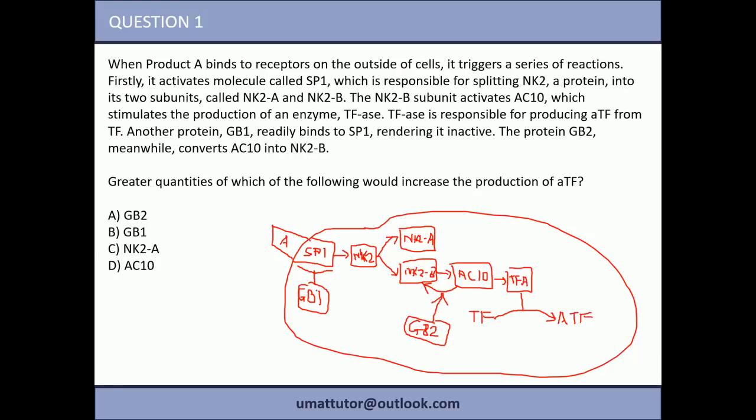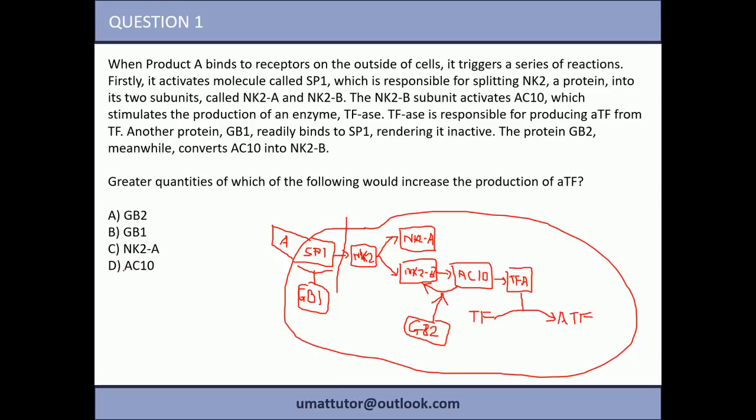B, GB1. GB1 is here, and if we remember from before, that stops SP1 from having its effect. So it basically stops any of this happening after SP1. It cuts the reaction off around here. So if GB1 is more prevalent, then there'll be less of everything produced, including at the end ATF. C, NK2A. You can see NK2A is off here on the side, and it's a dead end. There's nothing that comes from that. The real reaction happens down from NK2B through here. So increasing NK2A will have no effect on ATF. There's no connection between the two. So that one's incorrect too.